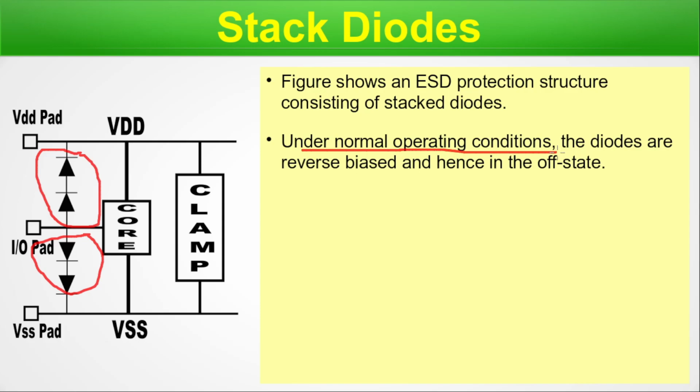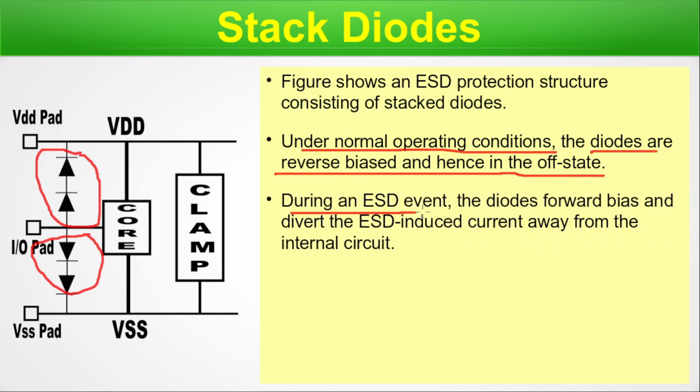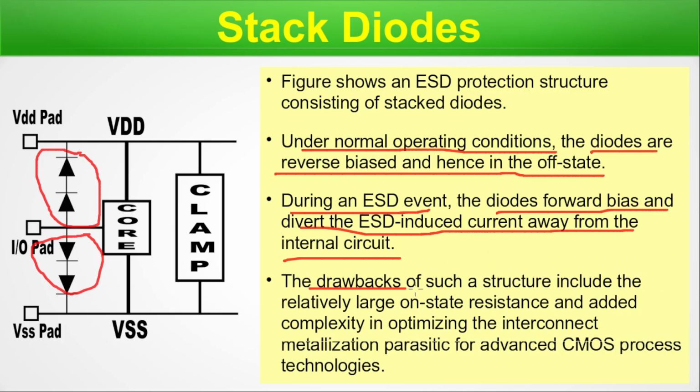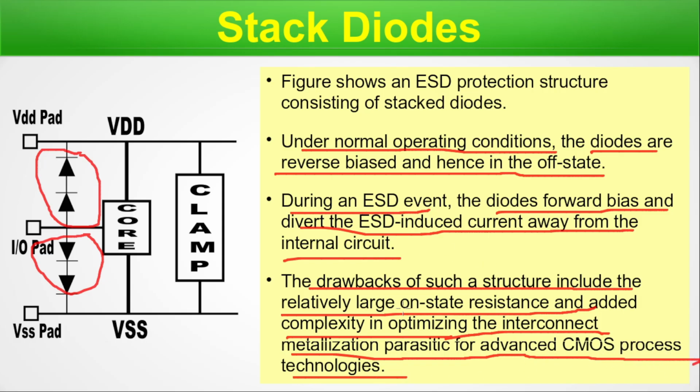Under normal operating condition, diodes are reverse biased and hence in the off state. During an ESD event, the diodes forward bias and divert the ESD induced current away from the internal circuit. The drawbacks of such a structure include the relatively large on-state resistance and added complexity in optimizing the interconnect metallization parasitics for advanced CMOS process technology. This is the drawback we talked about in the fourth point.